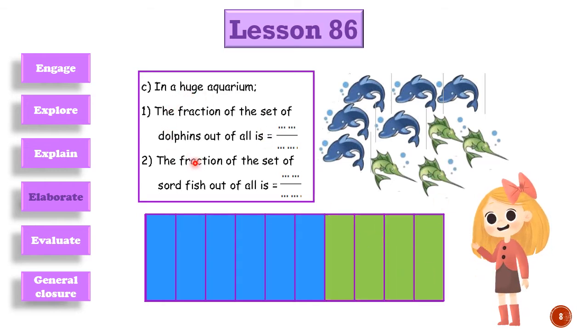Now let's go to solve this exercise. Number 1, the fraction of the set of the dolphins out of all. All will be, yes, 10. So write down in the denominator 10. And how many dolphins? Will be 6. Will be 6 in numerator. That will be 6 tenths. Now, number 2, the fraction of the set of swordfish out of all. How many swordfish? 4 swordfish, and all will be 10. Then in denominator will be 10, and swordfish will be 4. From this fraction strip or this rectangle will be 4 tenths. 4 out of 10. Good job.